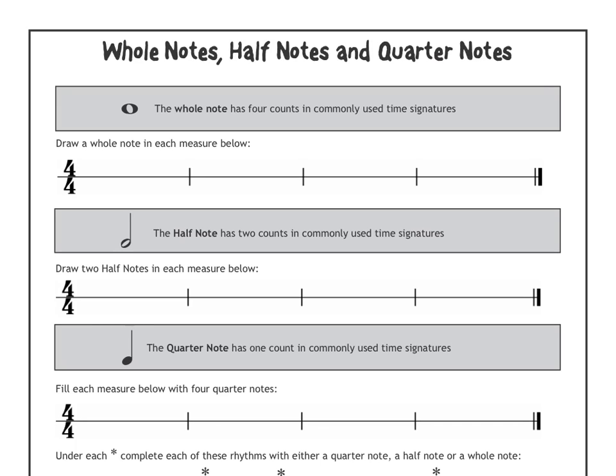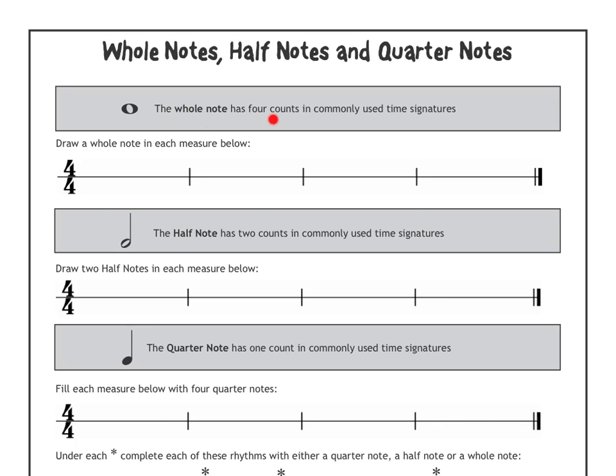So the first note value we're going to talk about is the whole note. The whole note, as you can see up here in the first gray box, looks like a donut, no stems, nothing, okay? It has 4 counts in commonly used time signatures. We're going to talk about time signatures in a future lesson, but essentially this time signature means we have 4 beats in a bar.